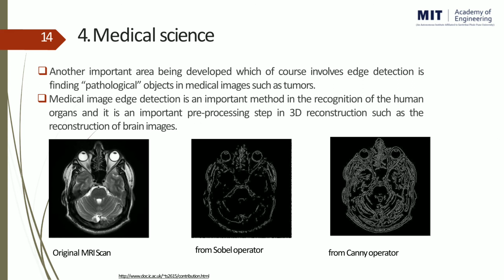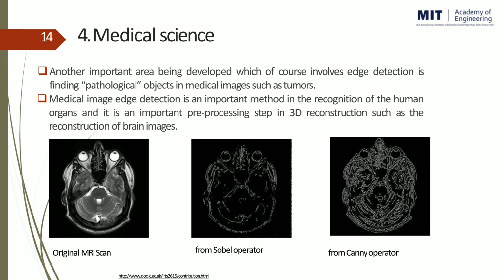Fourth one is medical science. Another important area being developed, which of course involves edge detection, is finding pathological objects in medical images such as tumors. Medical image edge detection is an important method in the recognition of human organs, and it is an important processing step in 3D reconstruction, such as reconstruction of brain images.